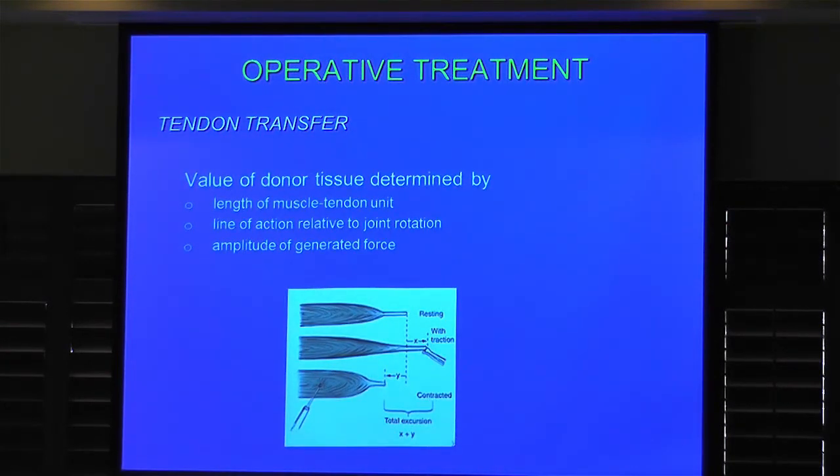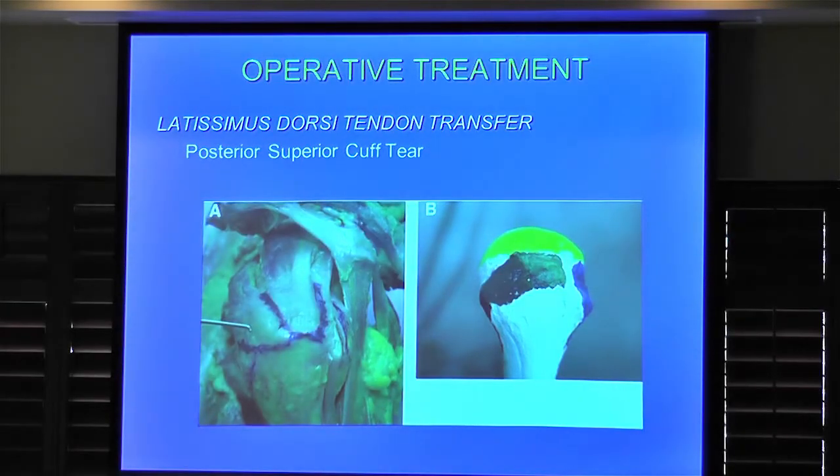So we look at the tendon transfer, the value of the donor tissue, meaning the tendon that we're cutting and moving to the area where the rotator cuff was torn, is very important. We determine it by the length of the muscle tendon unit, the line of action, meaning what direction is it pulling, because you want to mimic that native tendon as much as possible, and the amplitude or strength of the generated force. Here we go back. We're looking at a posterior superior rotator cuff tear, meaning the supraspinatus and the infraspinatus are involved.